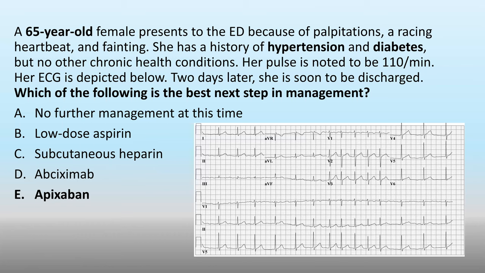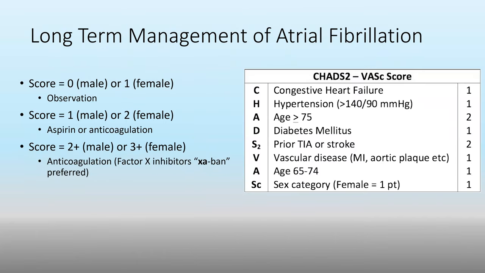The idea is that you need to calculate a CHADS-VASc score. She has the H in CHADS-VASc, which is hypertension, the D is diabetes, and then her age is 65. So she's got a score of 2 or more. A score of 2 or more indicates that you need anticoagulation. So that's what they're going for here. So we'll look at the CHADS-VASc scoring. All of the CHADS-VASc criteria give you a point, except age over 75 is automatically 2 points.